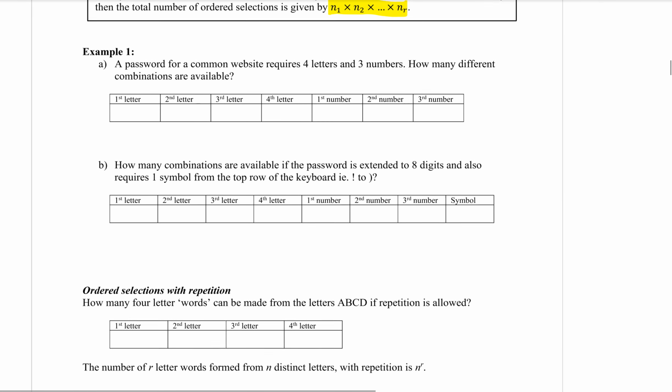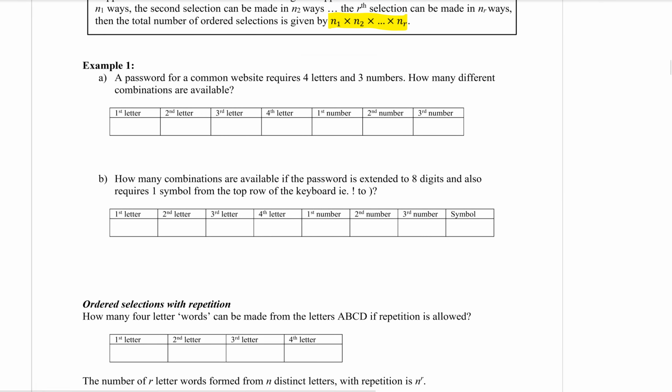Very common example here. A website password requires 4 letters and then 3 numbers. How many different combinations, or how many different options, do we have for this? Now, the box that is drawn here is basically just a thinking space. This is to help you organize your thoughts. You will not have boxes like that in your textbook, and I don't expect you to draw them.